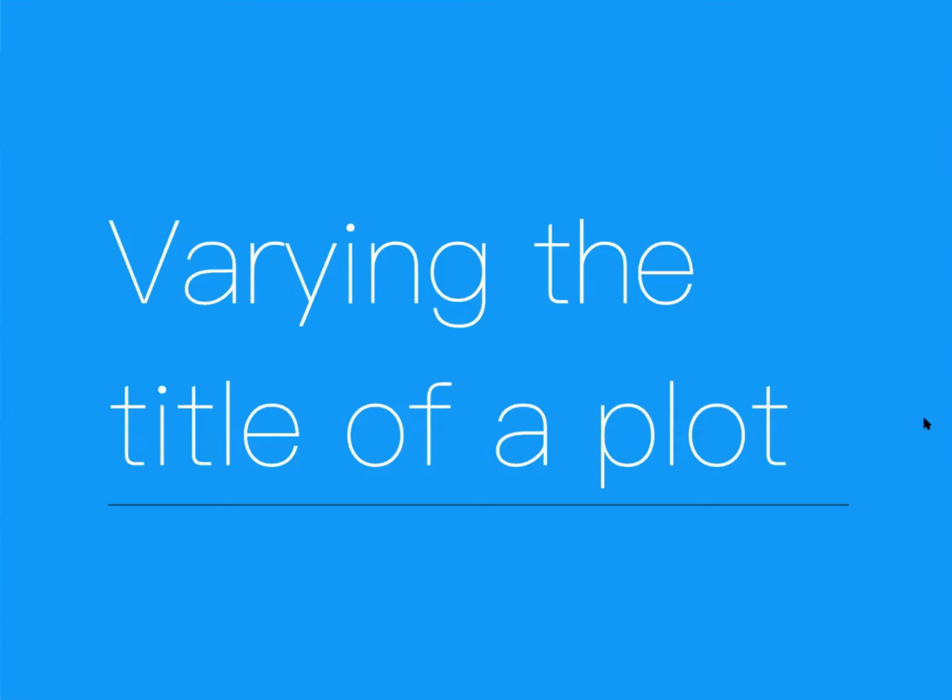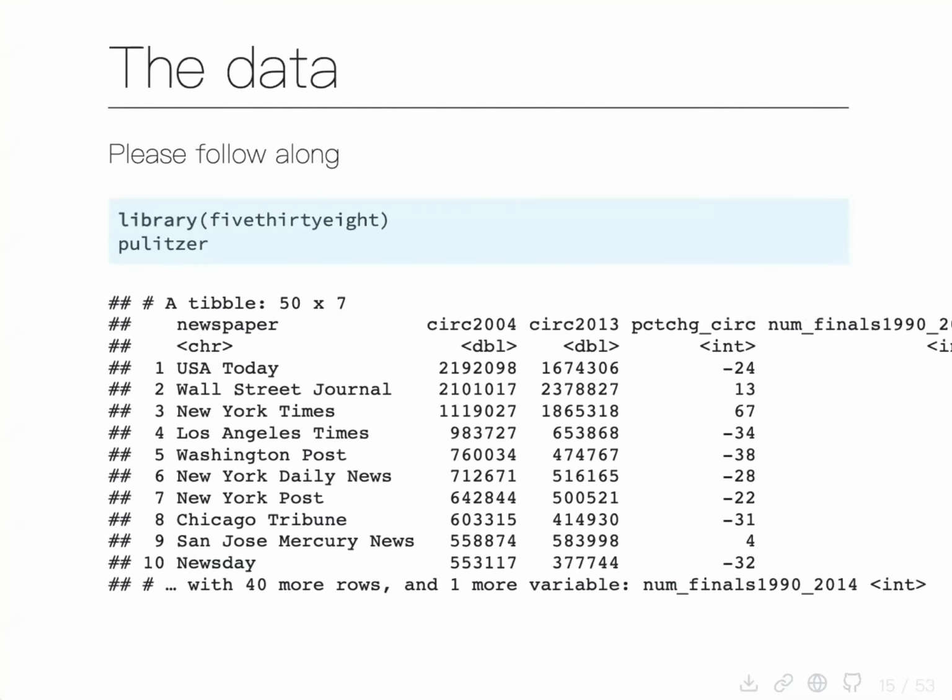Let's now do a similar sort of thing where we're creating a bunch of plots, but we're going to vary the title of the plot. So every plot we produce is going to have a different title. All right, so again, please follow along. We're going to load the fivethirtyeight data, and then we're going to use the Pulitzer data. If you don't have fivethirtyeight installed, I think you all should from last class, but just in case, do install.packages fivethirtyeight first, and then you should have it.